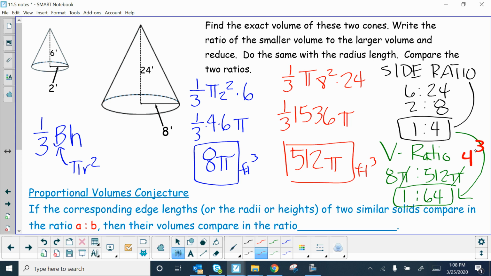So that takes you to this conjecture. If the side lengths, or the radii or the heights or any part of a 3D figure, of the two solids is A to B, then the volume ratio is going to be A cubed to B cubed. All right, so you got to know the difference. Just because the side lengths get bigger by 3 times doesn't mean the areas or the volumes do.